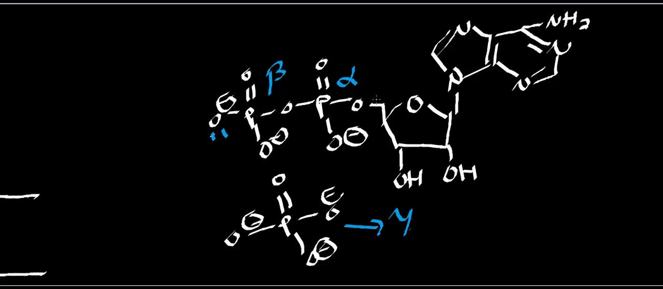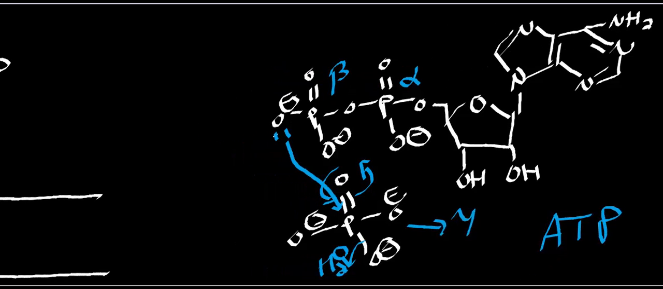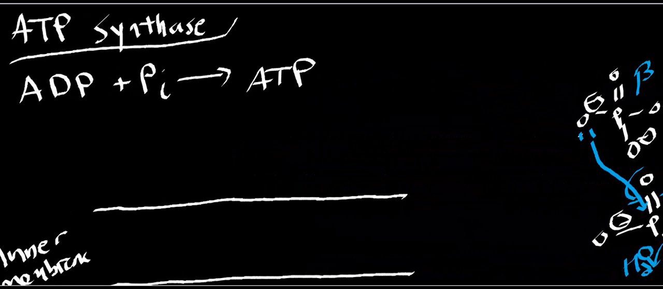And so what the enzyme is going to do is facilitate the nucleophilic attack right here. The electrons kick up, they kick back down, and water is expelled. So water is expelled, and you end up forming ATP, and that's the general reaction of ATP synthase, right?